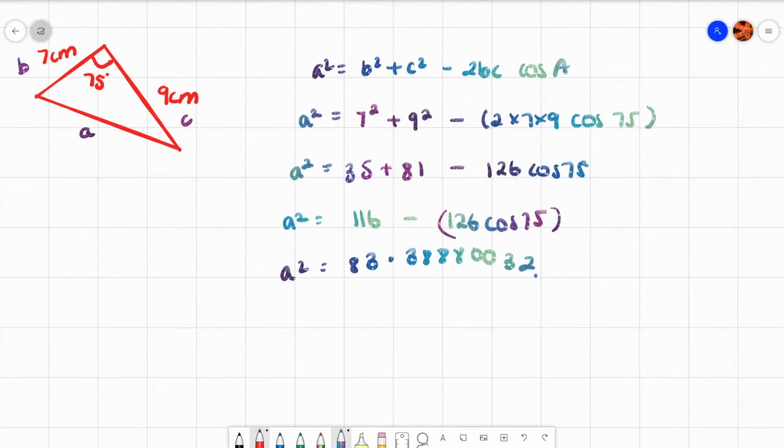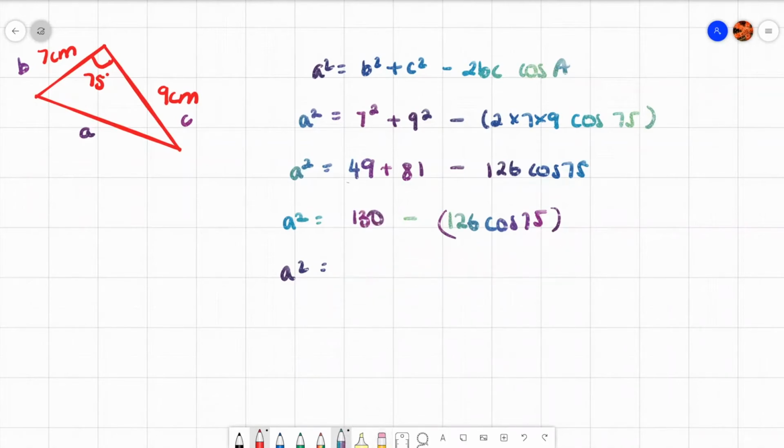35 add 81 is 116. 2 times 7 times 9 is indeed 126. So let's just double check this. 126 cos 75. And somehow, oh, because 7 squared is not 35, is it? I was thinking of 7 times 5. So 49 add 81, and I've checked this now. That's 130.